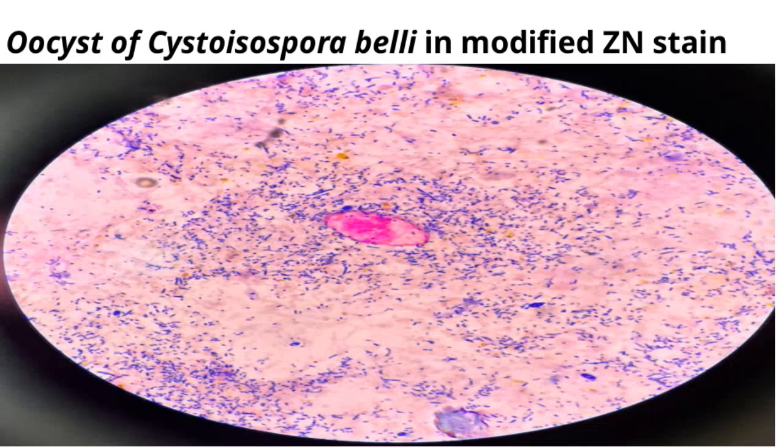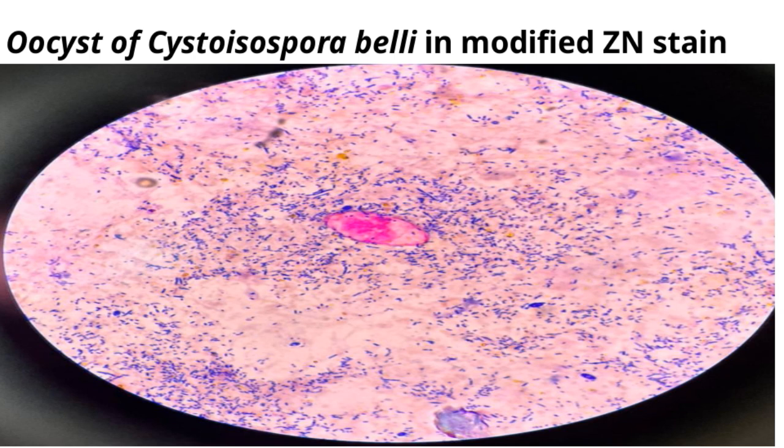Let's take a closer look at the oocyst of Cystisospora belli, as seen in the modified ZN stain. This slide highlights the distinctive features of this parasite's oocyst, which are crucial for accurate identification under the microscope. The modified ZN stain is particularly useful because it helps to visualize the oocyst's structure more clearly, making it easier to differentiate from other similar organisms.